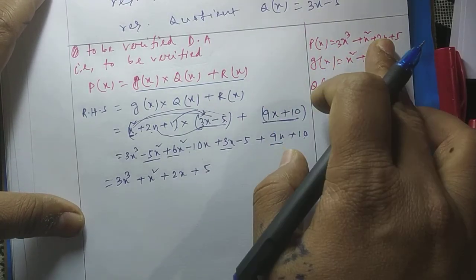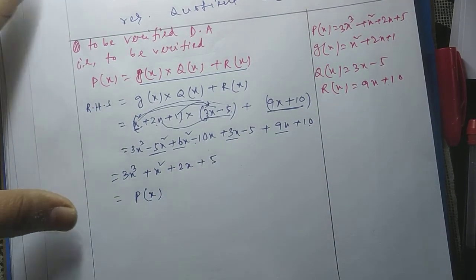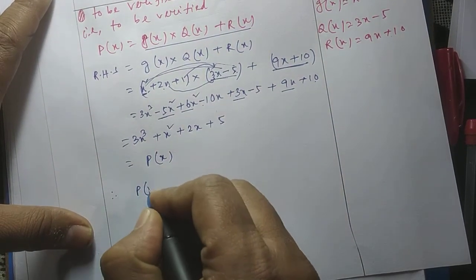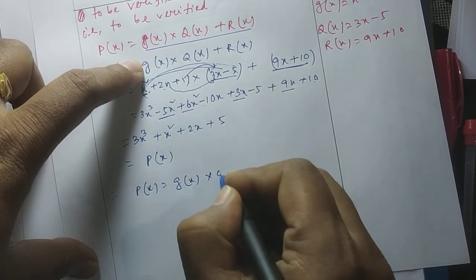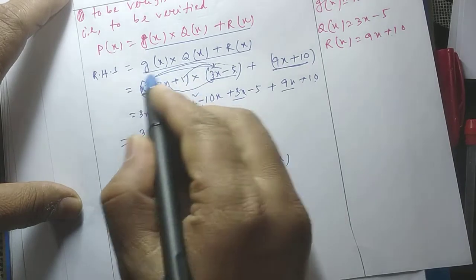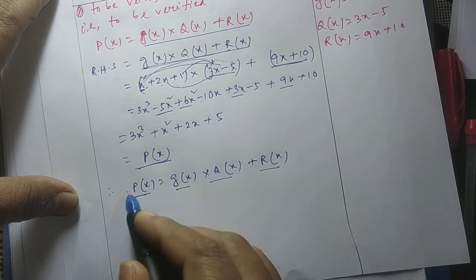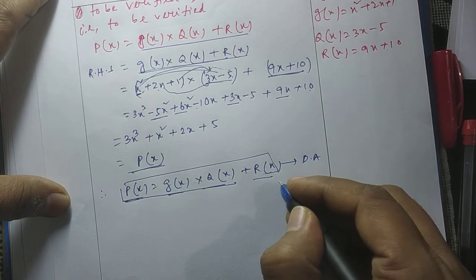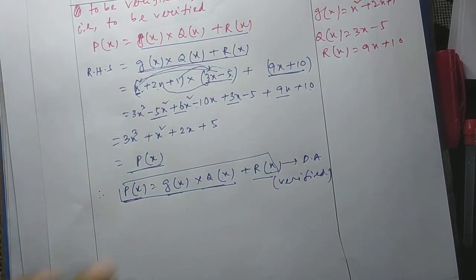Now check. What was that? It was nothing but the dividend polynomial, meaning p(x). So ultimately we have proved that p(x) equals g(x) into q(x) plus r(x). Ultimately we have shown this total term is equal to p(x), meaning p(x) is equal to g(x) into q(x) plus r(x). It is nothing but the division algorithm. So in this example, the division algorithm is verified.